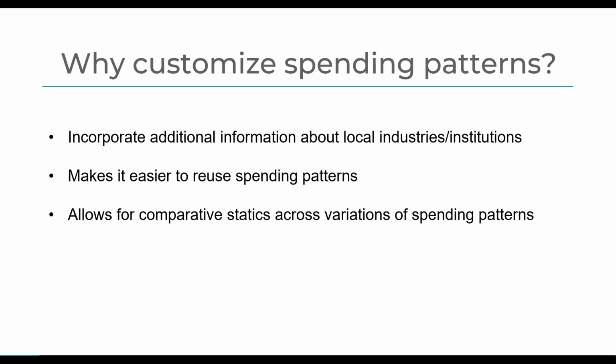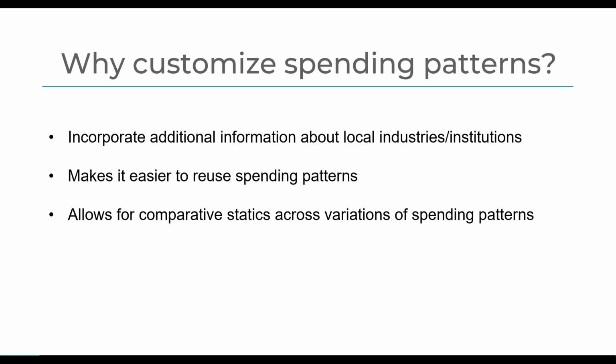these spending patterns allow for comparative statics across variations of spending patterns. What do I mean by this? So if I am thinking about, let's say, a buy local program for a college or university, in which they're going to buy food inputs from local sources, right? And I don't know exactly how they're going to source those locally. I can adjust the local purchase percentage to a couple of different values. I can look at 50%, 75%, 85% local.